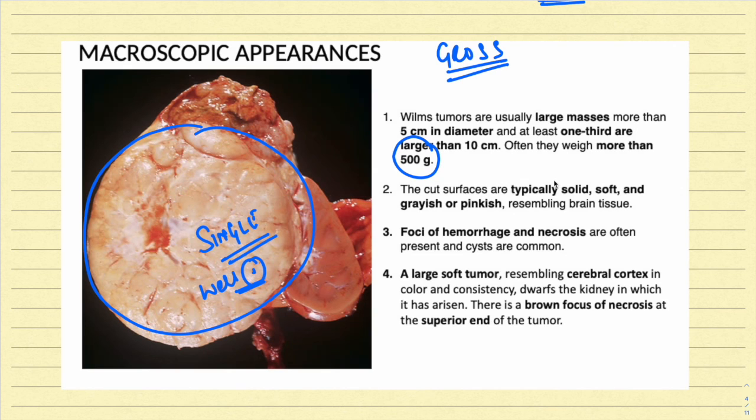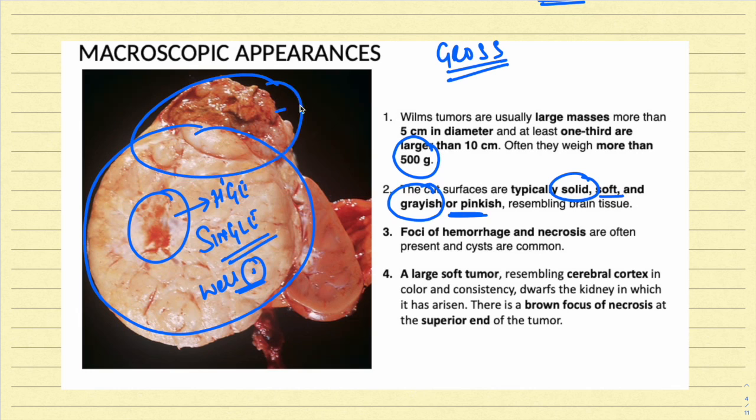The cut surface, as we can see, is grayish pink in color, solid and soft, homogeneous in appearance. Larger tumors can have some foci of hemorrhage, as we can appreciate from this diagram. This is the focus of hemorrhage, and over here this is the focus of necrosis. So larger tumors can develop foci of necrosis as well as hemorrhage.